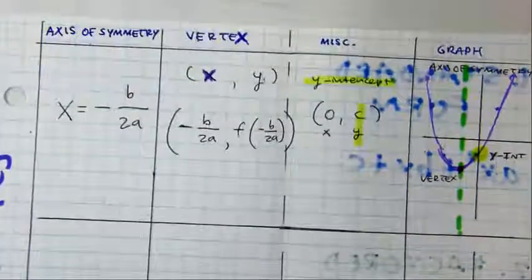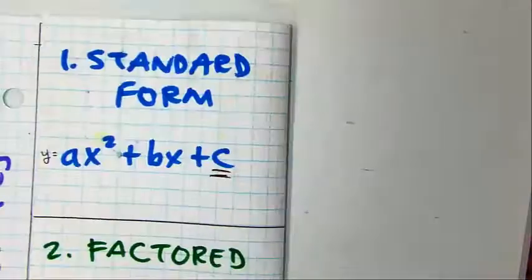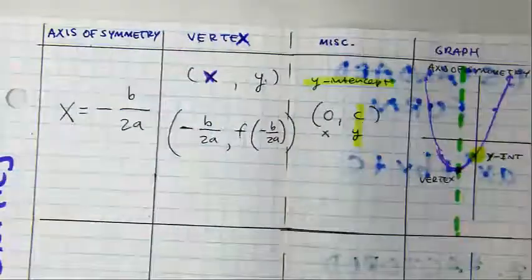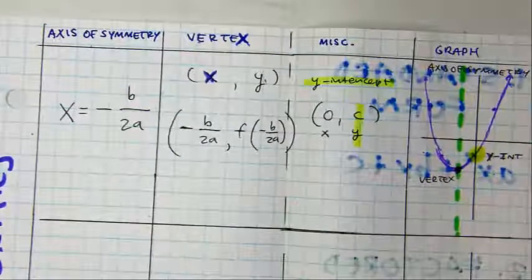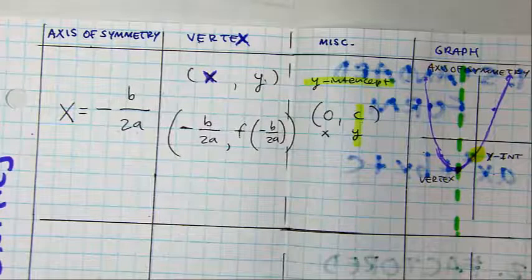Alright, so let's go ahead and finish up here. We just finished the standard form. Press pause and record that if you need to. Let's go ahead and move on to the factored form. And in the factored form, get myself situated here.